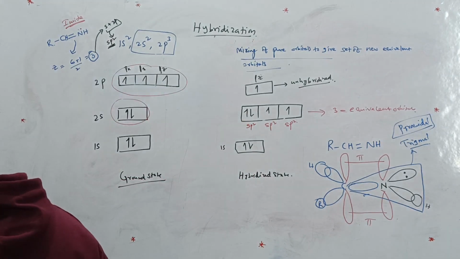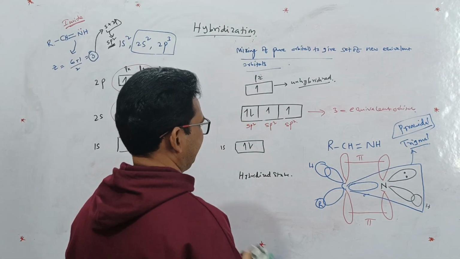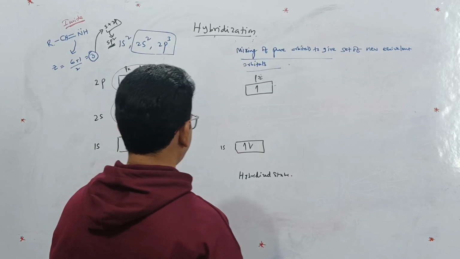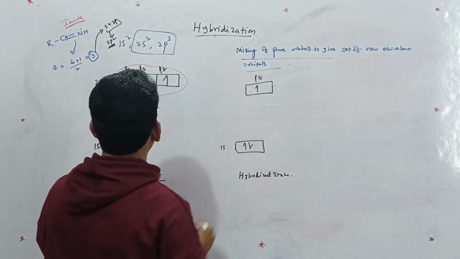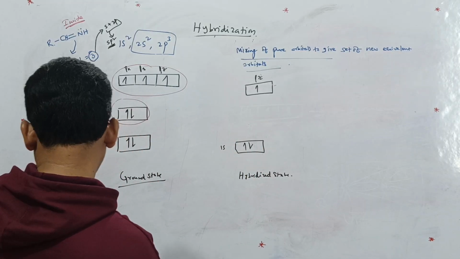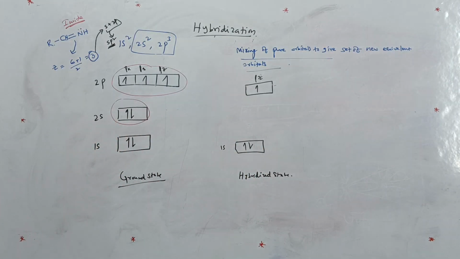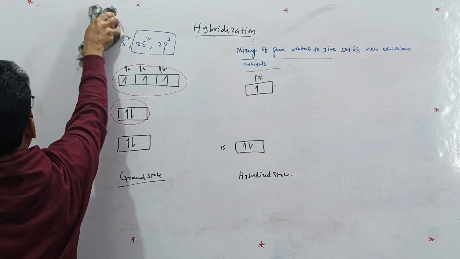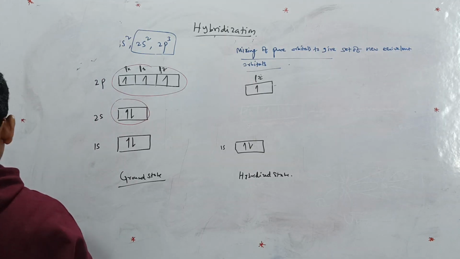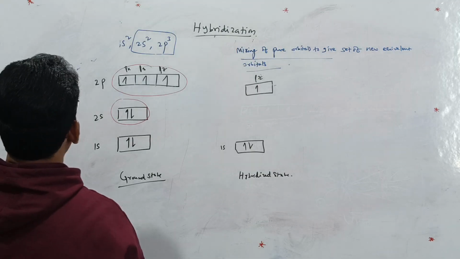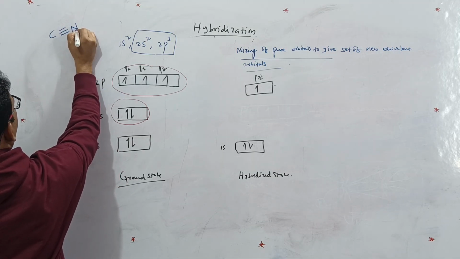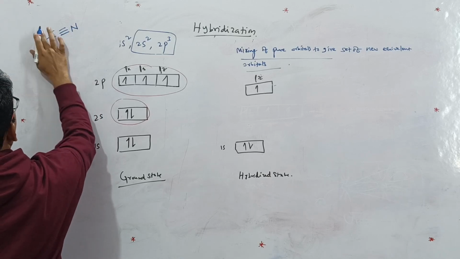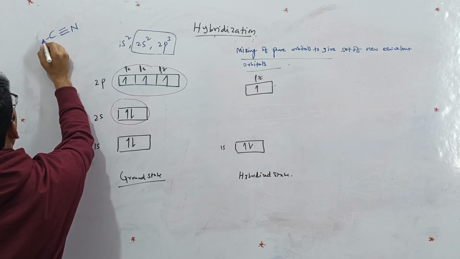Now we will go for the sp hybridization. How will it be? The ground state remains the same. Then the hybridized state, you can see what happened in the case of sp hybridization. sp hybridization is possible in a molecule like cyanide, that is C triple bond N. You can take H also, or R also.